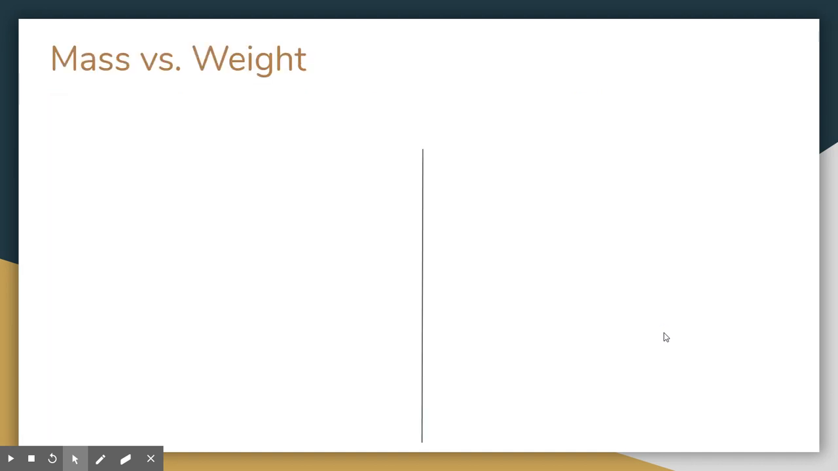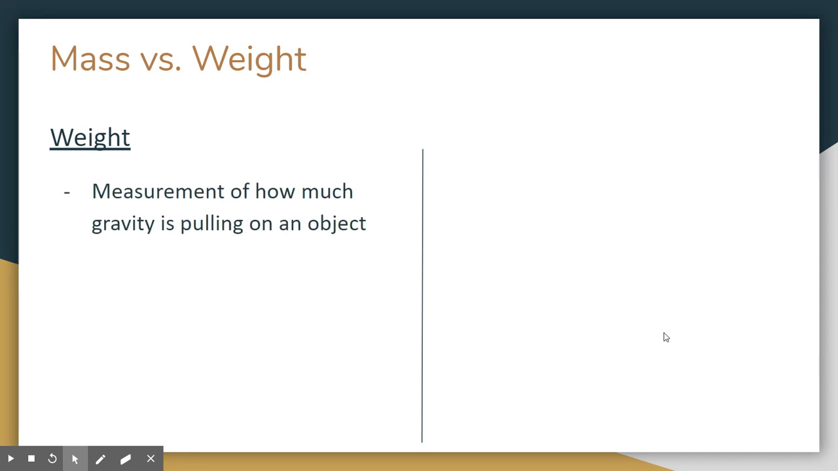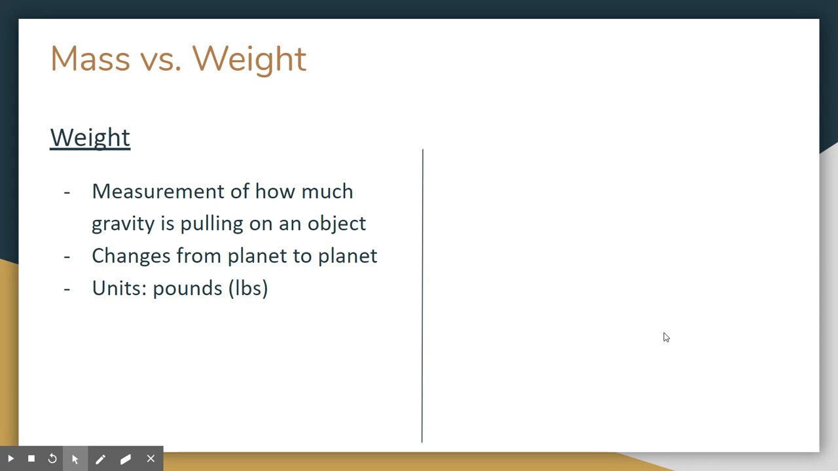Okay, so weight versus mass. Let's do the last one first. So weight. This is the measurement of how much gravity is pulling on an object. So next time someone tells you you have too much weight, you've got to tell them, oh, it's just the gravity pulling me down. And it changes from place to place and planet to planet because some planets have more gravity than others, and some have less. All right, so we use pounds, and you see lbs as pounds for the unit for weight.